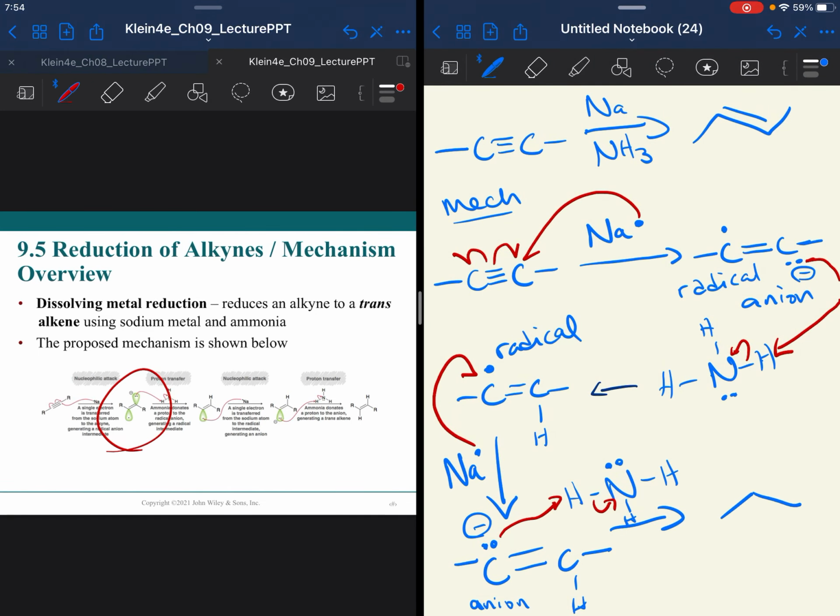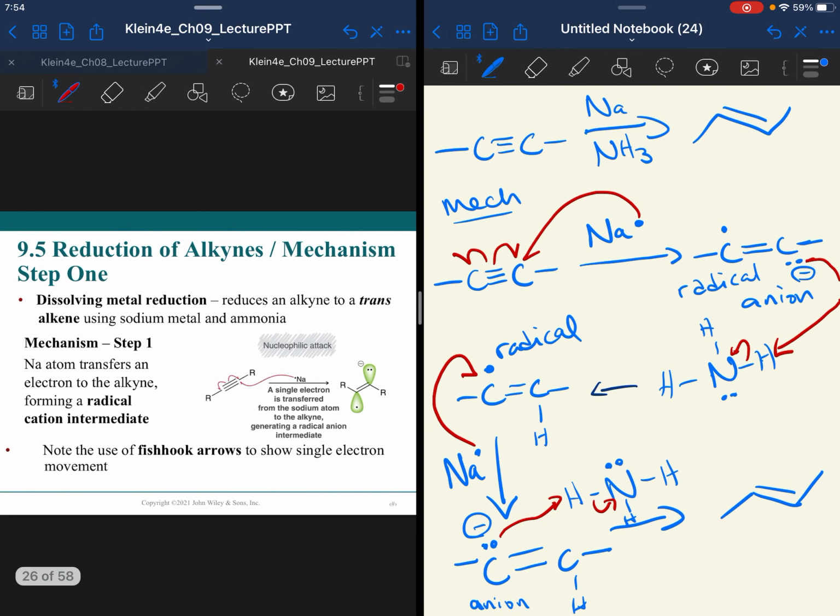And this will give us our trans alkene product. So I do expect you to know this mechanism, right? I can't ask you to draw it on an exam, but I will ask you about the intermediates. You will have to work on the arrows in your homework. And this dissolving metal reduction is a really cool new mechanism.